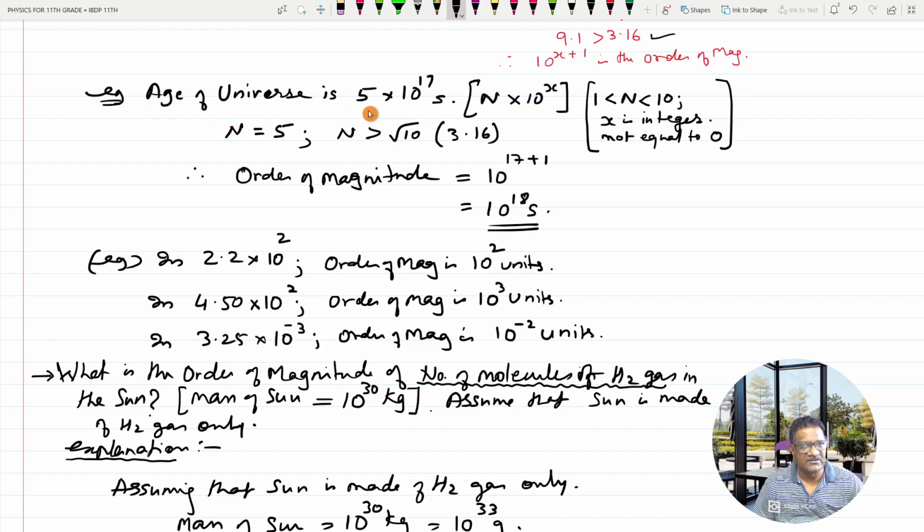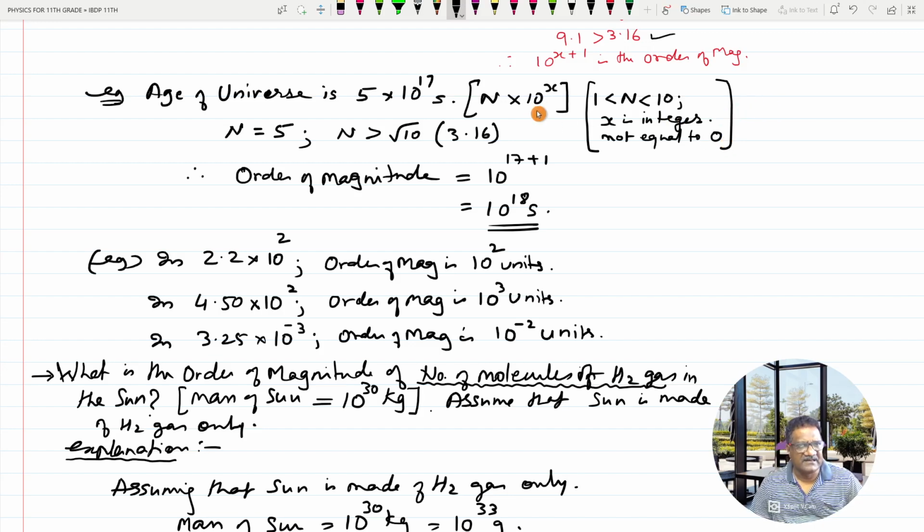What is the age of the universe? 5 into 10 raised to 17 seconds. Now this is of course of the form n into 10 raised to x, that is the scientific notation form. Why? Because your n is between 1 and 10, it is 5, and your x is a positive integer which is 17. Okay, so this is in scientific notation. I have written here n is between 1 and 10 and x is an integer not equal to 0. It can be either a positive or negative integer but not equal to 0, and that condition is satisfied.